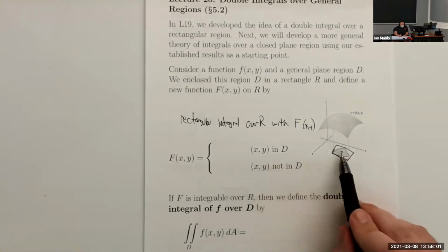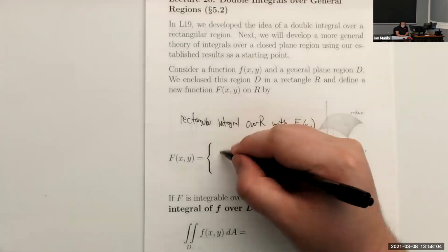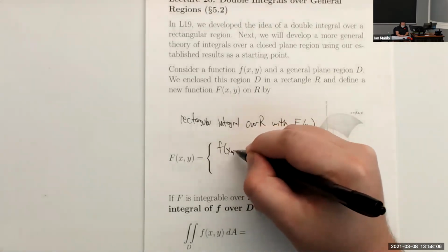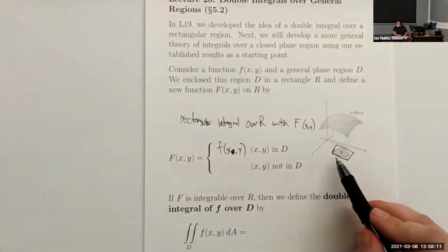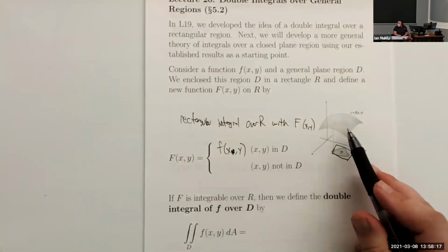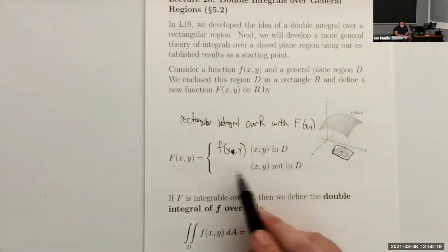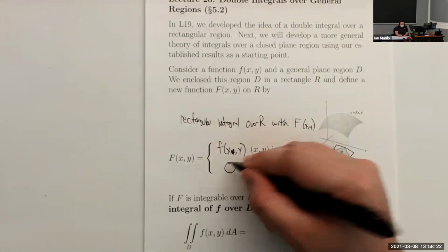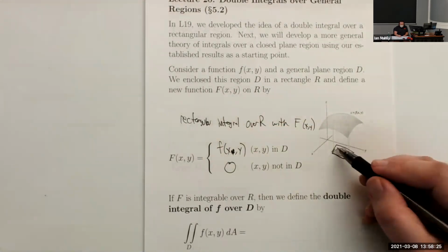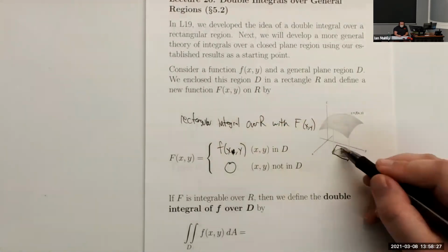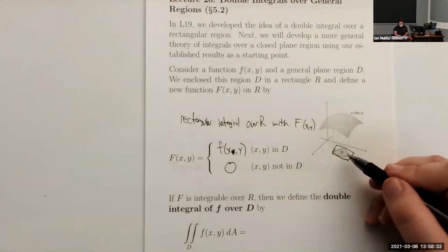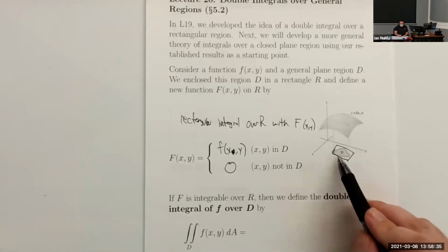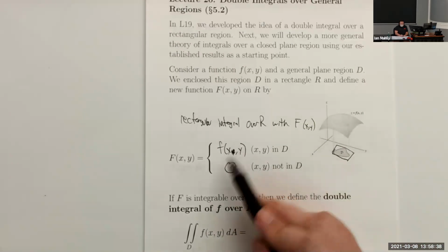If we're in the region D, then we're going to agree with little f. So if we're in the region D right here, then we're going to match our little f function. Now, if we're not in the region D, we're going to be 0. This way, when we're integrating, we don't get any volume over the parts that the rectangle doesn't intersect with D, but we just get the normal function for D. So we've effectively turned our weird integral into a rectangular integral by using this.